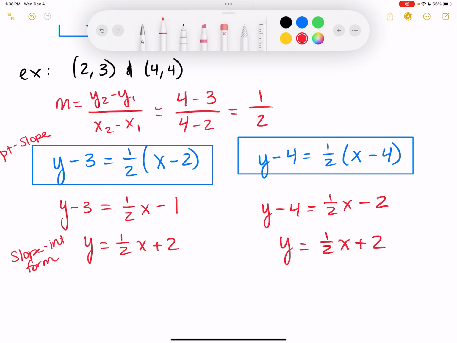But both of them will lead you to the same final answer if you went to graph these equations. Because some of them are going to ask us to graph, so we're going to change them into slope-intercept form to be able to graph them.